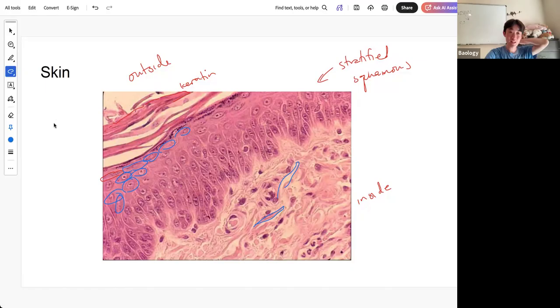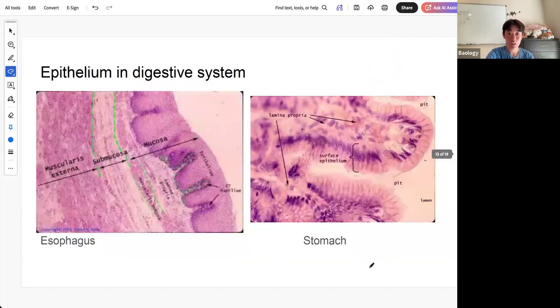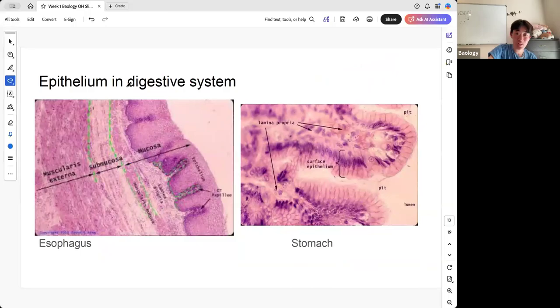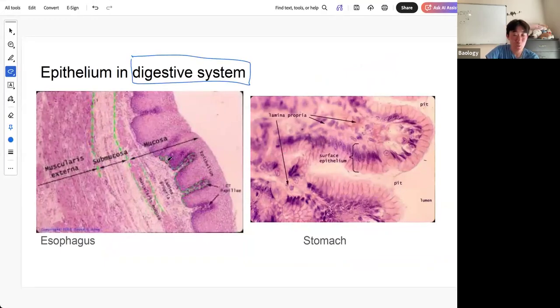I would say that semis generally does not test hard histo. It tests reasonable histo. Okay, let's talk about the epithelium in the digestive system. So that's the system where you eat food and then it digests it.